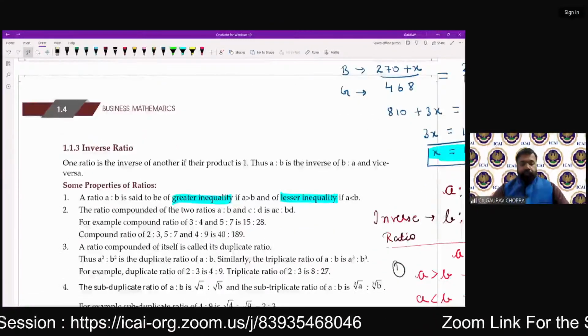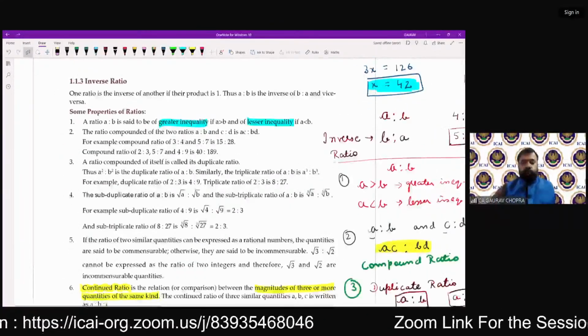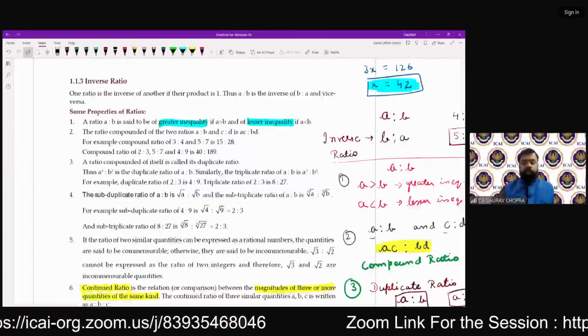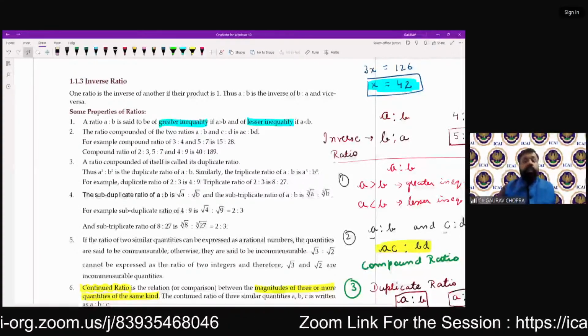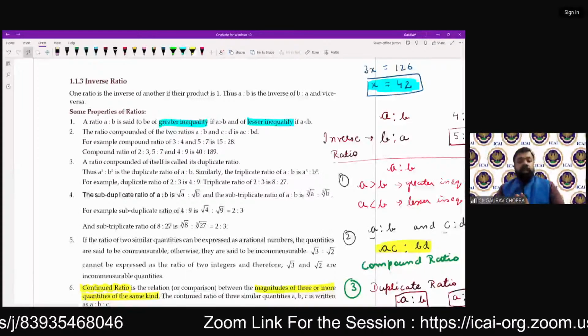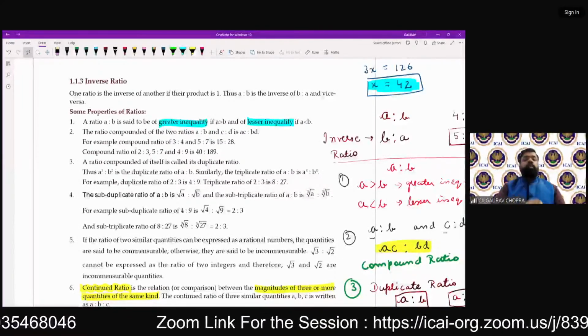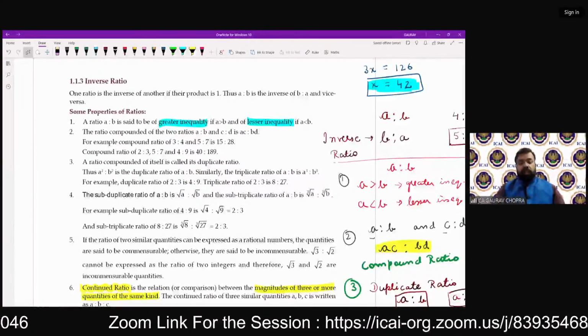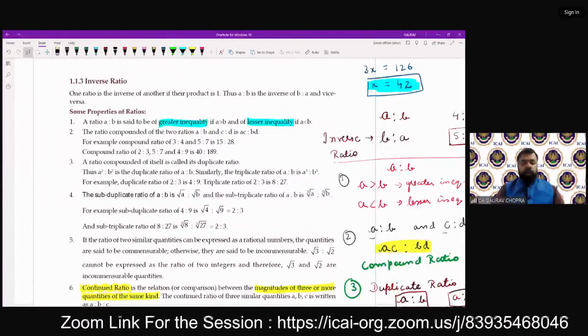Now, the inverse of a ratio. What is basically the inverse of a ratio? Inverse means you have to interchange the values. A ratio B, inverse means you have to write just the opposite, B ratio A. That is simply known as the inverse of a ratio.